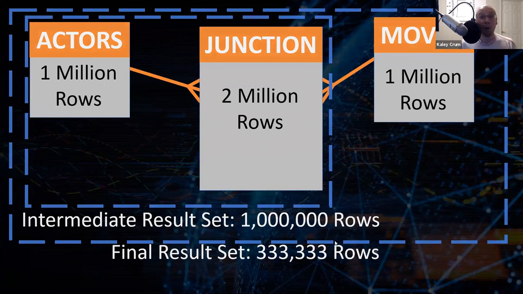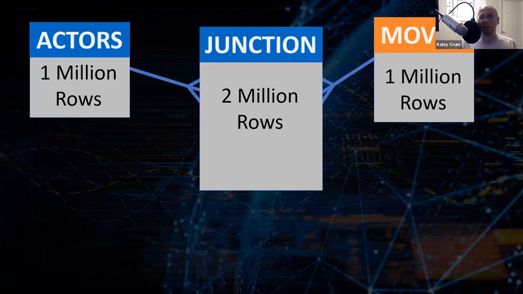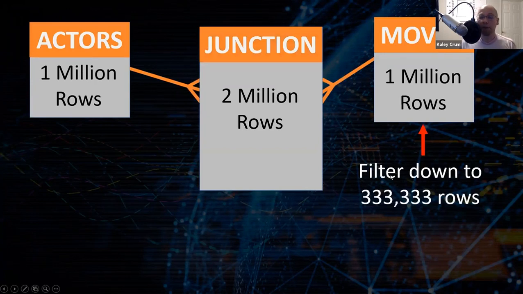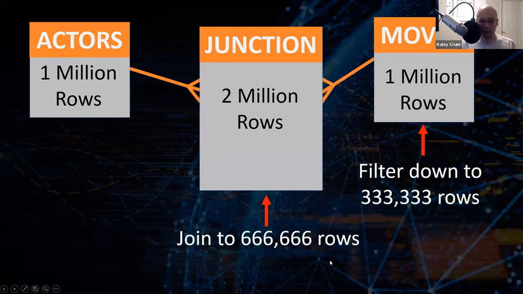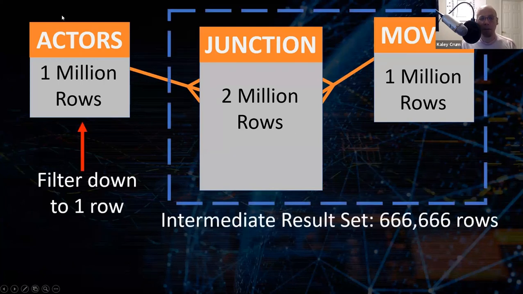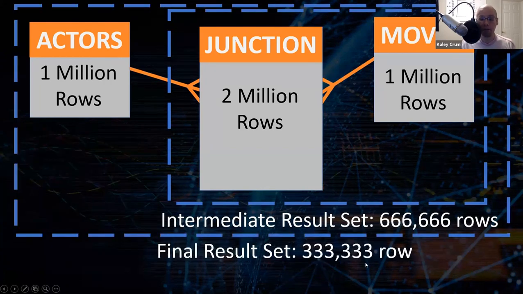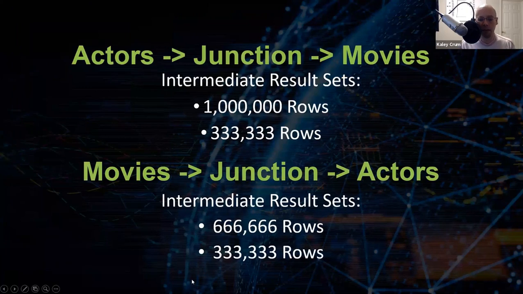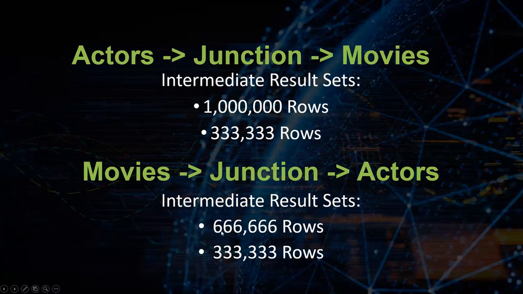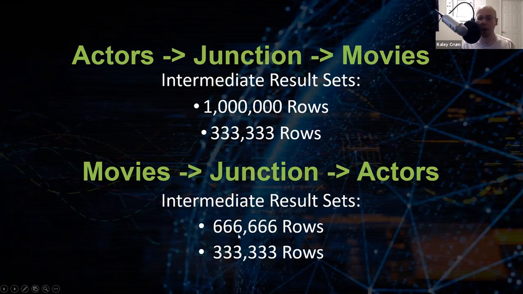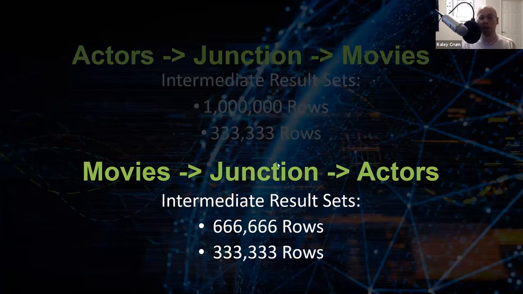If we go the reverse way around this time, we say the movies to the junction to the actors table, we would filter down to 333,000. We would join to the junction table where we'd have 666,000. And then we would apply that to the actors table where we'd filter down to just 1 row. And we'd have a final result set of 333,333. So we come up with the same number of end records both times, 333,333, but our intermediate result sets are what are bigger here. We've got 667,000 rows here and 1 million rows here. I would much rather deal with 667,000 rows. So in this case, movies to junction to actors is a better join order.